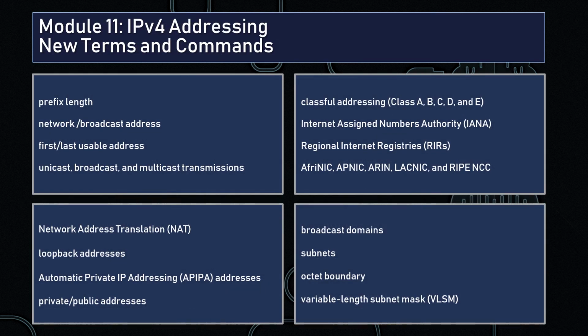So here are our new terms and commands for the chapter. You can see that we've got things like broadcast address, network address, unicast, broadcast, and multicast transmission, NAT, loopback, APIPA, public and private addressing, classful and classless addressing, VLSM, octet boundaries. These are all things to familiarize yourself with, but more importantly, it's better for you to go in and practice. So if you haven't gotten a chance to do so, there are VLSM practice items on Netacad as well as on our NetLabs site through Stanley. I suggest that you take advantage of that as much as possible because you will most definitely see this again.